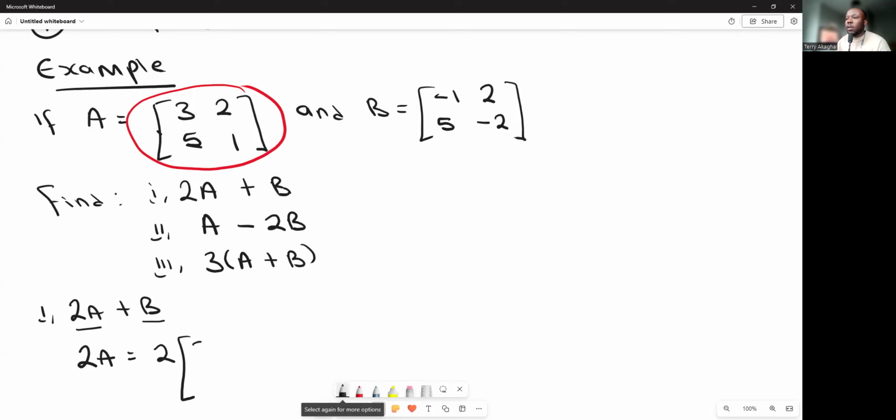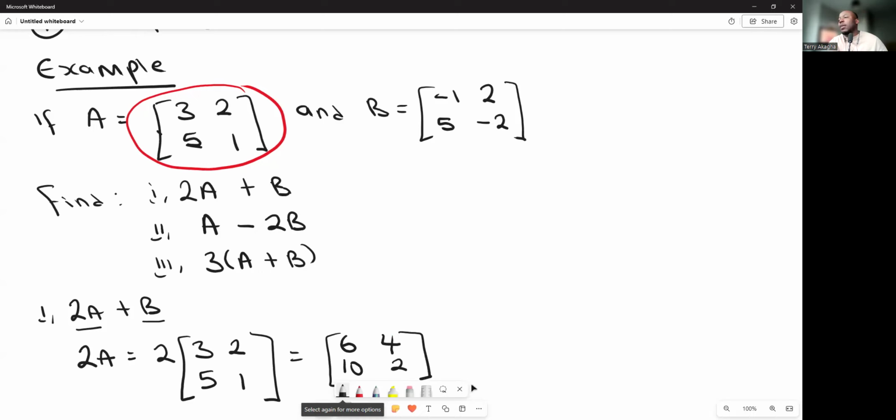A is what? 3, 2, 5, and 1. All right. So that means 2a now is going to give us 2 times 3, which gives you 6. 2 times 2 will give you 4. 2 times 5 will give you 10. And 2 times 1 will give you what? 2. So we've gotten 2a. Are you seeing it?